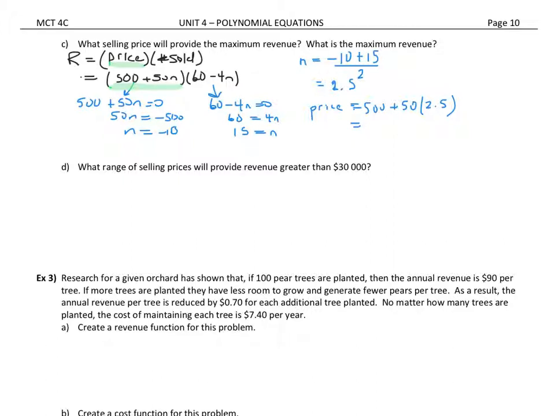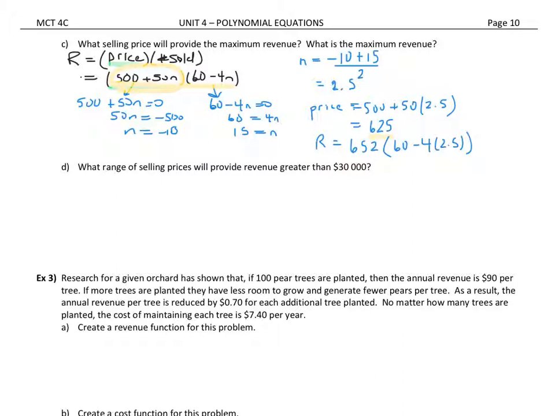So if I've got 2.5 groups of 50, I've got $125 plus the $500 originally, so we're going to end up selling this for $625. So that selling price will maximize the revenue. The revenue then, revenue is equal to price times the number sold. So I can either go back to this entire equation, or I can use the fact that I already know what this equals, because I've just calculated it here, and just say, well, that's going to equal the 625 per canoe times 60 minus 4 times 2.5 canoes.